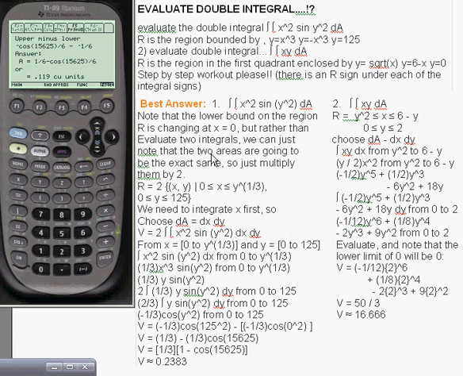Now he didn't multiply this times 2 like he said here. He said he had some trick here. Note that the lower bound in the region R is changing at x equals 0, but rather than evaluate two integrals, we can just note that the two areas are going to be the exact same, so just multiply them by 2. Okay, well, we'll do that.